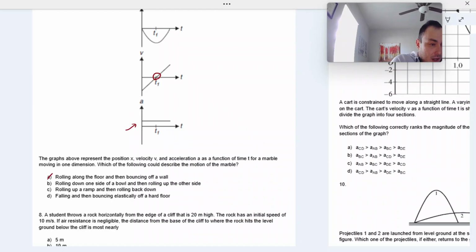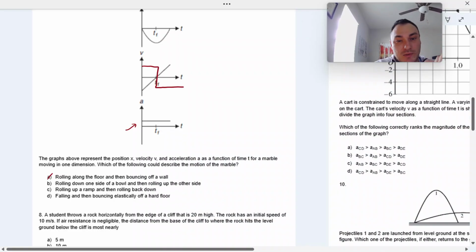A's velocity versus time graph would look more something like this. Rolling along the floor, and then as soon as it bounces off the wall, it has the same velocity going the other direction. Rolling down one side of a bowl and then rolling up the other side, I don't think it's B, because B doesn't have an instance where the velocity is 0. If it rolls down a bowl and then up on the other side, the velocity speeds up and then slows down, but it doesn't reach 0 in the middle of that. It does something more like that.